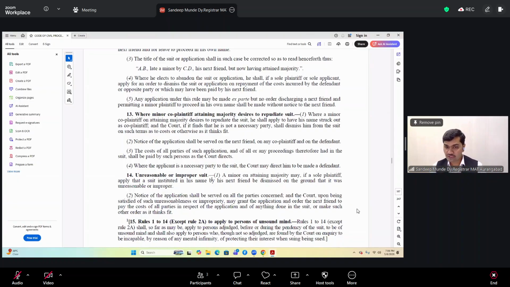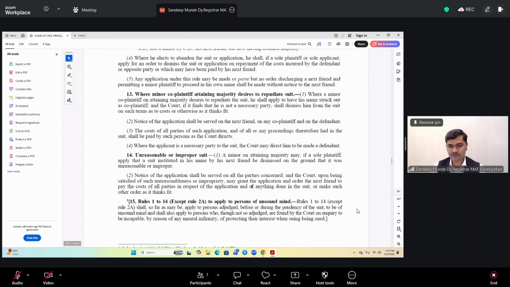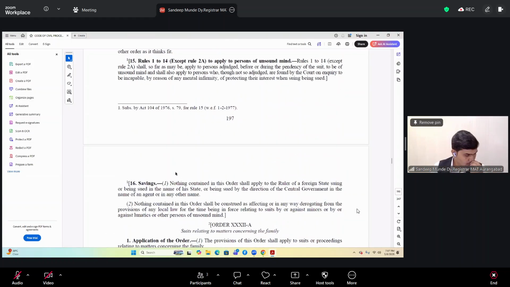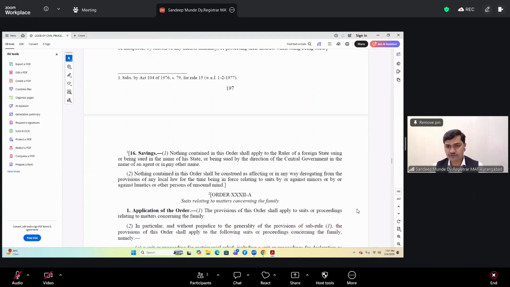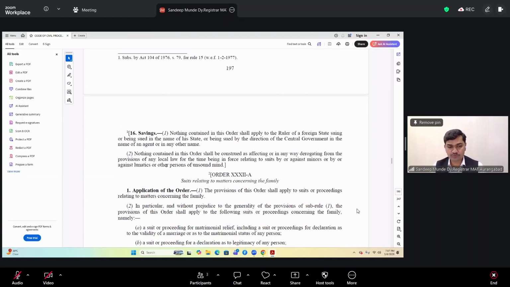Unreasonable or improper suit: a minor on attaining majority may, if a sole plaintiff, apply that the suit instituted in his name by next friend be dismissed on the ground that it was unreasonable or improper. Notice of the application shall be served on all the parties, and then the court will proceed. Rules 1 to 14 will be applicable to persons of unsound mind, and Rule 16 is the saving clause. So these are some of the provisions with regard to suits filed by or against minors or persons of unsound mind.